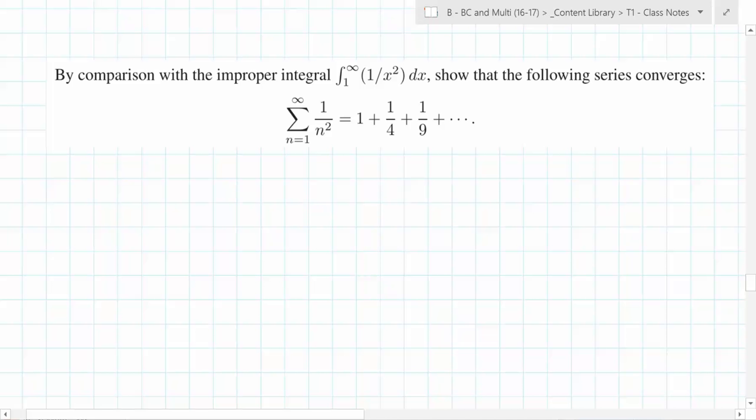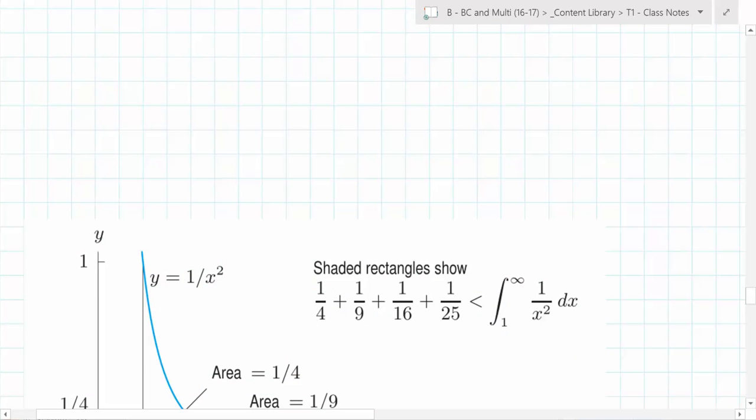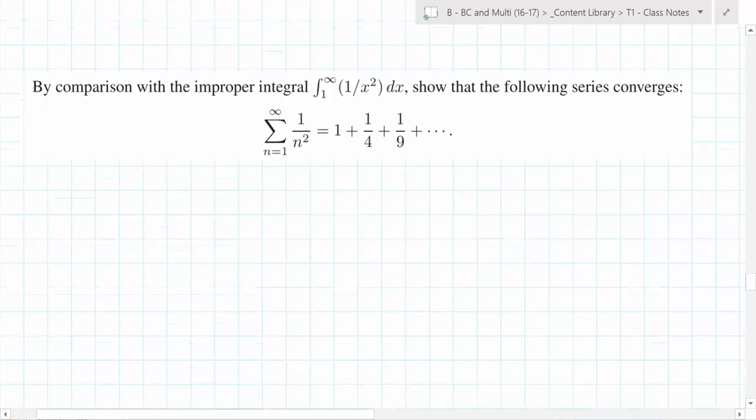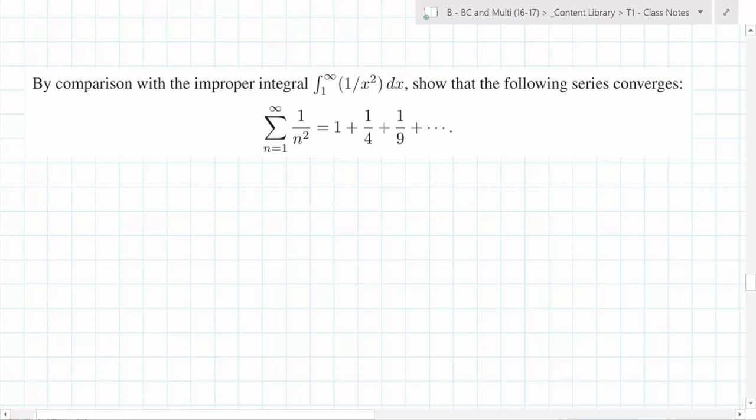Look at what it says right here. It says, by comparison with the improper integral, show that the following series converges. So take a look at this. It says 1 plus a fourth plus a ninth. Could you list out some more terms for me? Plus 1/16. What's it going to be next? 1/25th, right?